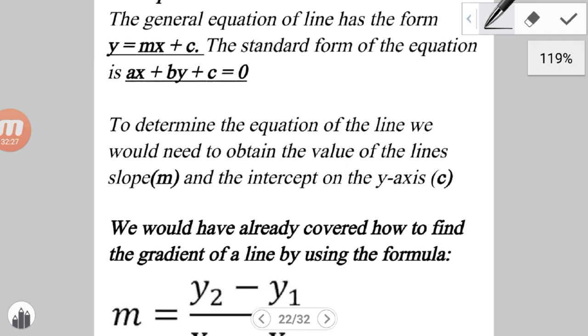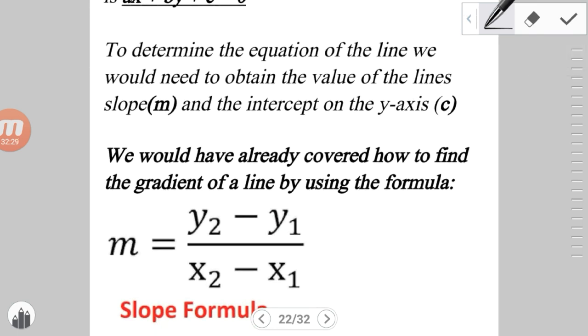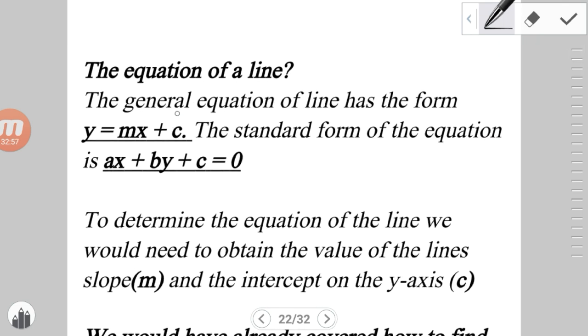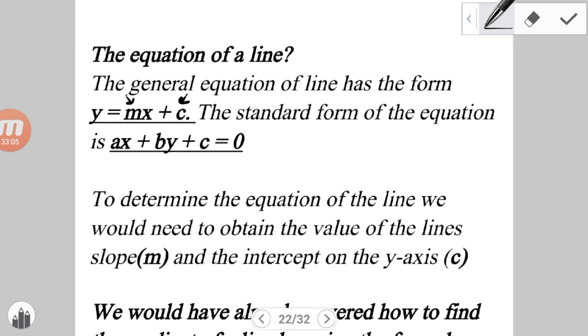All right, let's move right down to some more information here. To determine the equation of the line, we would need to obtain the value of the slope, and we're going to have to determine the value of the intercept on the y-axis. So the value of the line slope, which is m, we already know how to calculate m. I've placed a formula down here to remind you. And of course, the intercept on the y-axis, which is the c part of the equation, which is here. This here is our intercept. We need to calculate m, and we need to calculate c here.